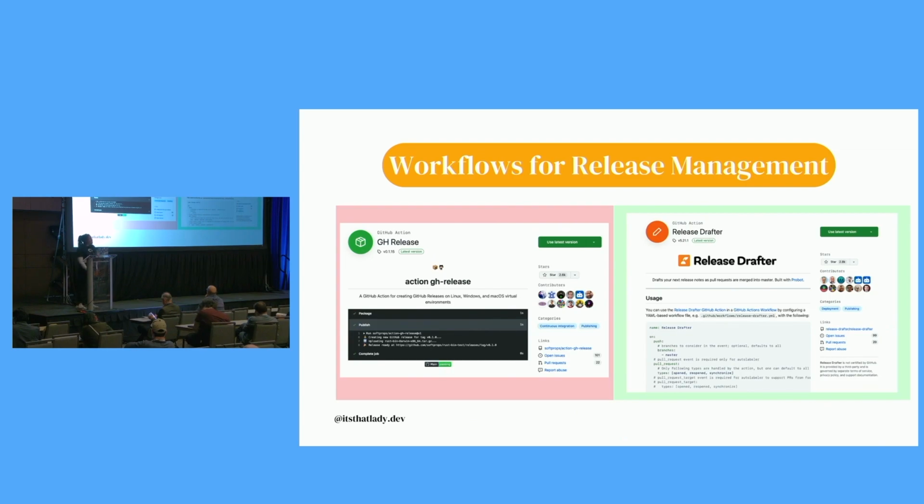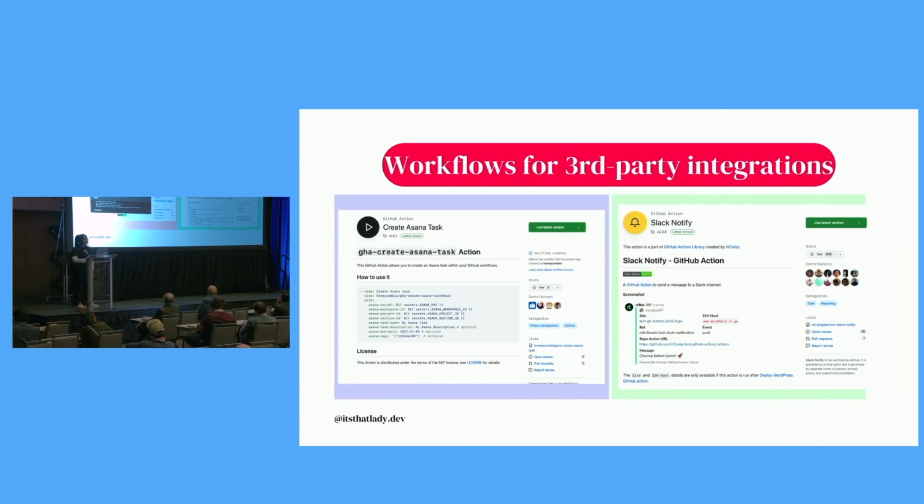We also have a lot of actions in the marketplace for release management. So there's an action called GH release, which does what it says. It will help you to manage your releases automatically. There's one called release drafter, which is like if you're not ready to publish your releases, you can use that one. And there are plenty more in the marketplace that you can access. There are actions for third-party integrations, and third-party integrations include Asana, what is that one? Jira. So you can integrate actions with those.